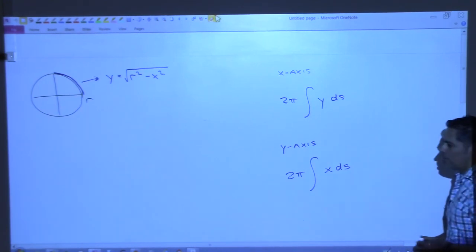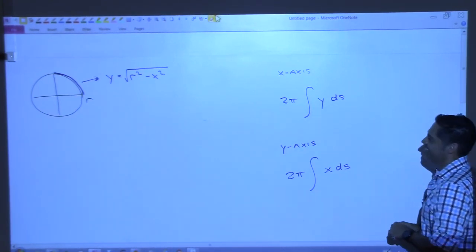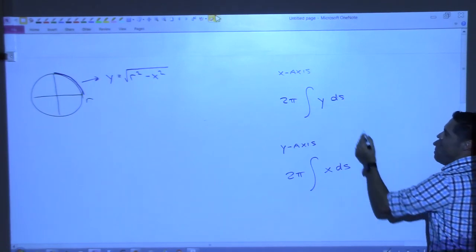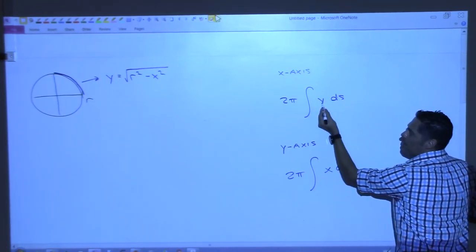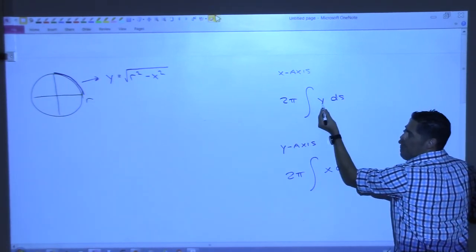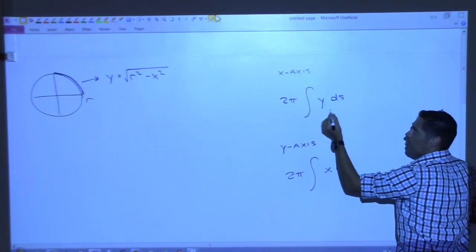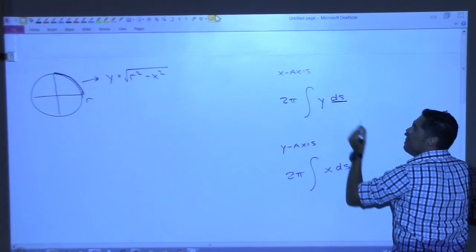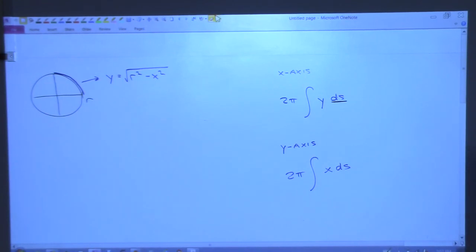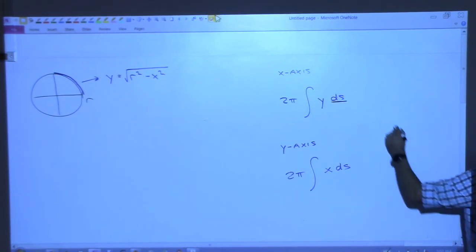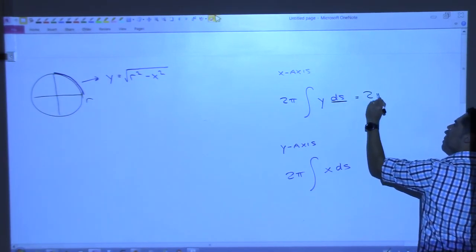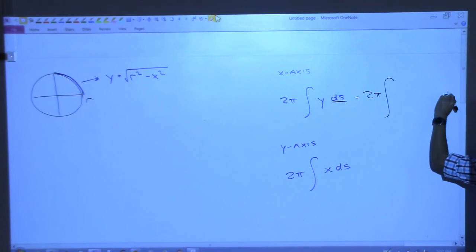Why? Because I think we want to know why. This one? Because what would you do with the y here? You'd replace it with the square root thing, right? Ooh, that might get ugly. What about the ds? Are we going to do that with respect to x or with respect to y? X. With respect to x, right? Yeah, so let's do that one. This will be 2 pi. We're going to go everything with respect to x.